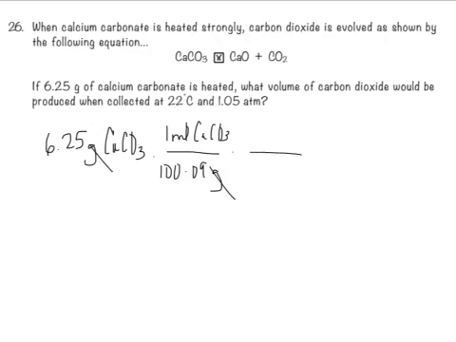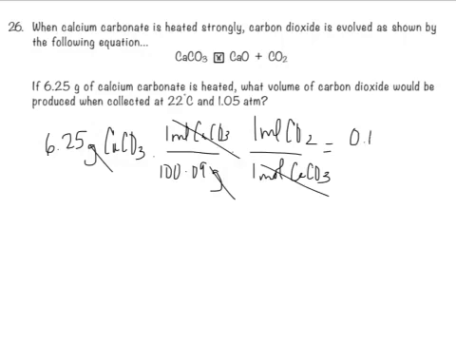Once I know the moles of calcium carbonate, from the balanced formula I can see that for every 1 mole of calcium carbonate, there is 1 mole of carbon dioxide. So moles of calcium carbonate cancels. I now have moles of carbon dioxide. If I multiply and then divide, I end up with 0.0624 moles of CO2.